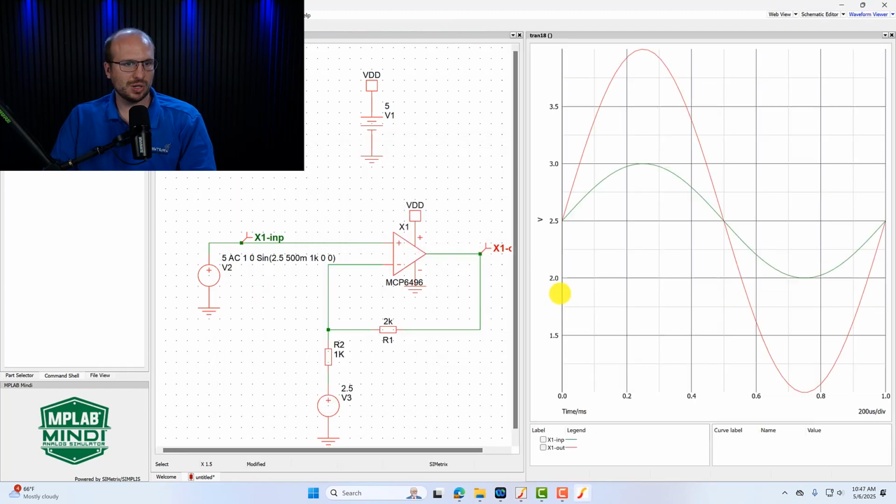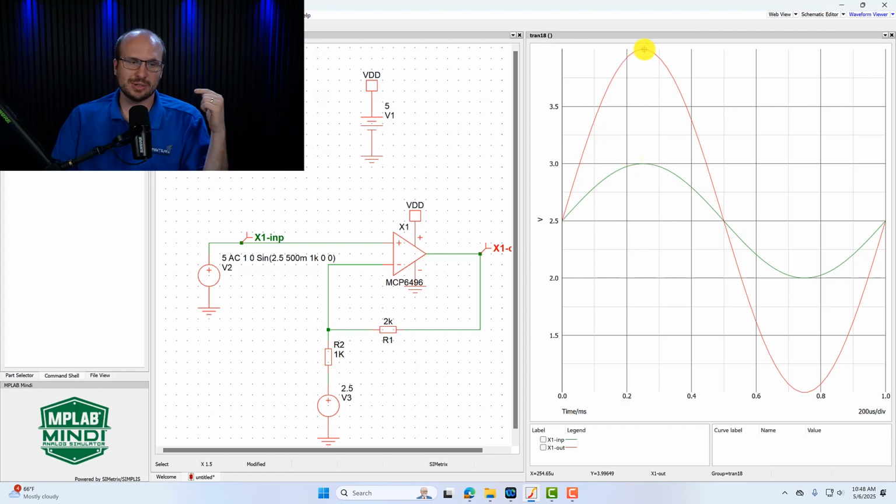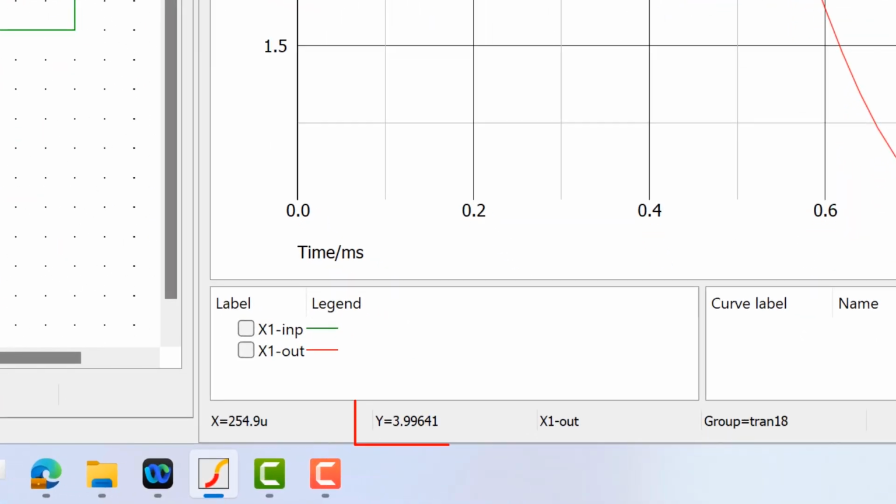So let's push run. Okay. It looks like our amplifier is doing what it should. We have our 0.5 volt amplitude input sine wave here. And so it should go up by 0.5 volt, so 2.5 to 3 volts. This should go up by 1.5 volts, right? 0.5 volts times 3 is 1.5. So this should go up to 4 volts. And it looks like it does.